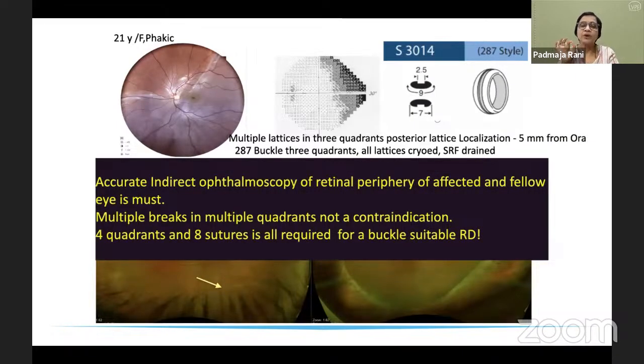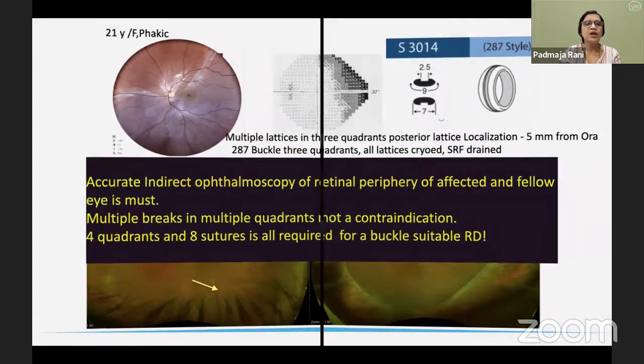Accurate indirect ophthalmoscopy of the retinal periphery of the affected and fellow eye is a must. Multiple breaks in multiple quadrants is not a contraindication. Once you learn the buckle art, the maximum buckle that needs to be done is 4 quadrants, and 8 sutures is all that is required for a buckle-suitable RD. So in a buckle-suitable RD, we should not hesitate to go beyond 1 quadrant or 2 quadrants. It's not that we can only do a 1 quadrant or 2 quadrant buckle. If it is required and it is an indicated case, you should be able to go for 4 quadrants, and 8 sutures is all that is required.